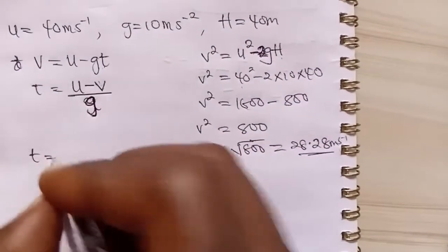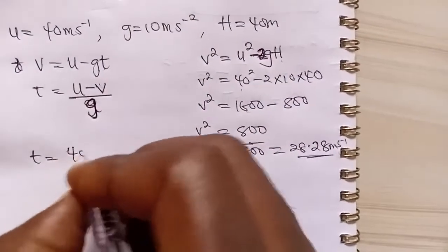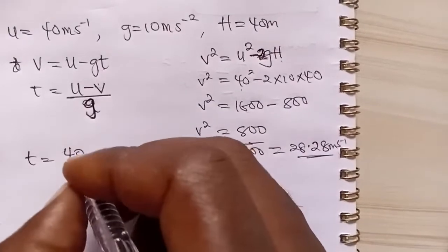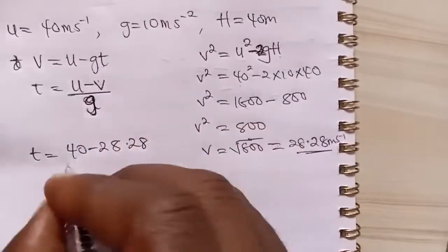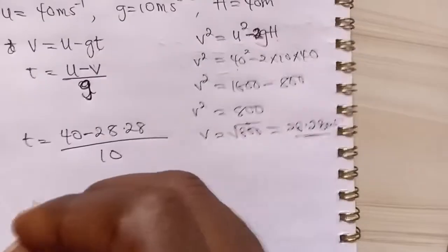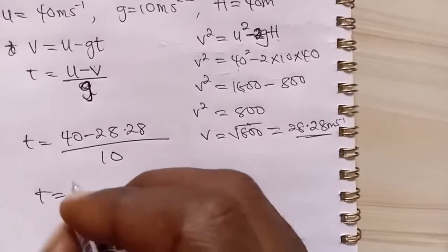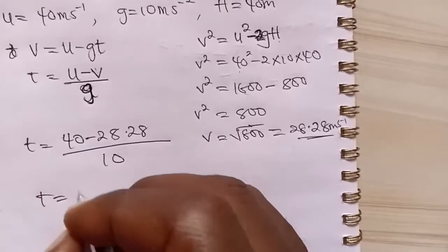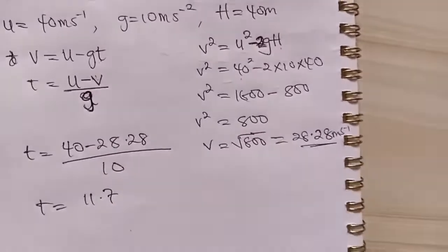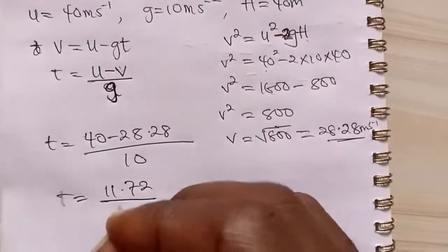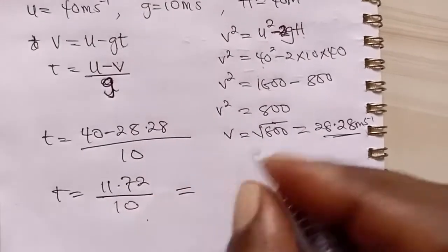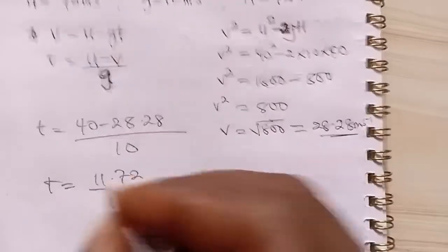So having gotten that, we can plug it into this place. So t is equal to, our u is 40, 40 minus 28.28 over g, g is 10. And if you calculate that, you'll be getting 11.72 over 10.